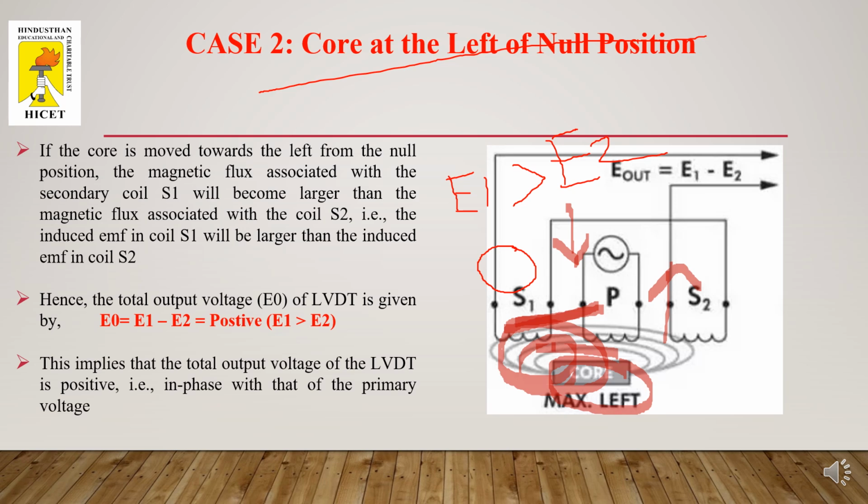This is your case 2. So when we make a differential output, obviously it will be a positive voltage because E1 is always greater than E2. And this implies that the total output voltage of your LVDT is going to be positive, or I can say that it is always in phase with the primary voltage, whatever I apply.